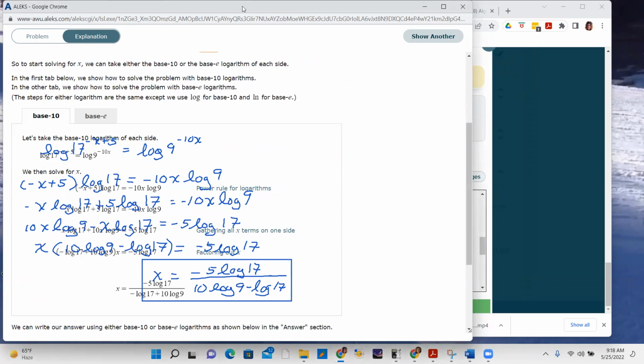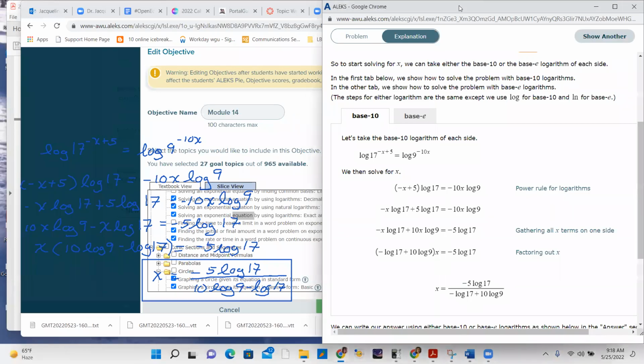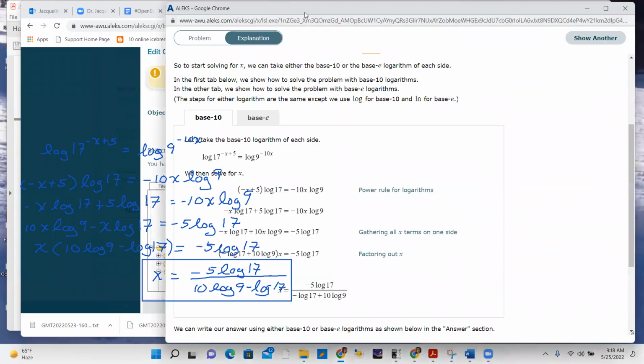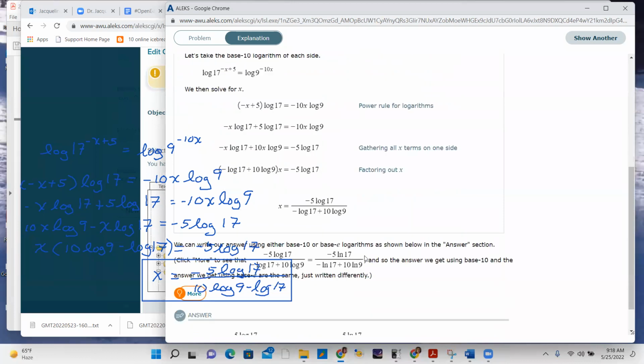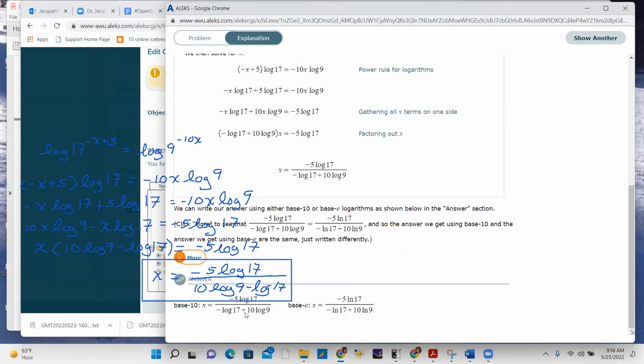You can see here, trying to make it so you can kind of see both. They put the negative log 17 first and the 10 log 9 on the right. But it doesn't matter what order we add two things. So that's equivalent. They also show how you could get the same answer with a natural log.